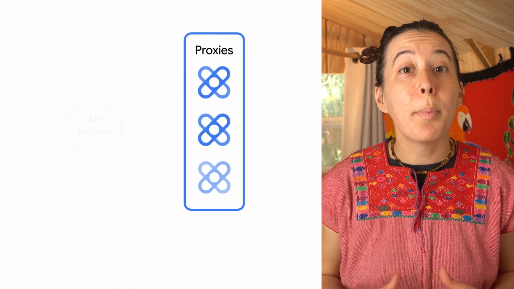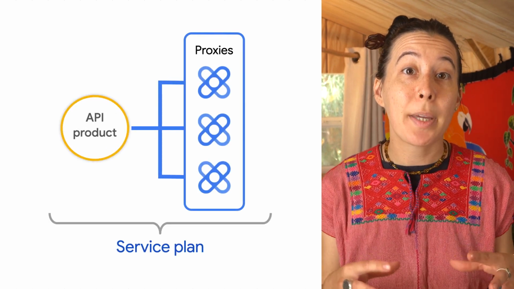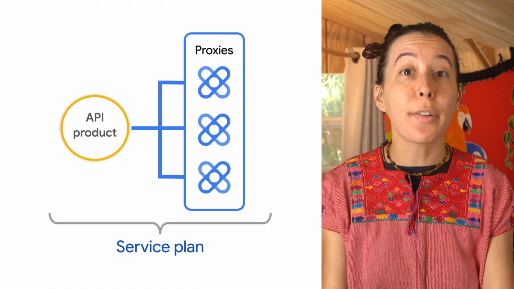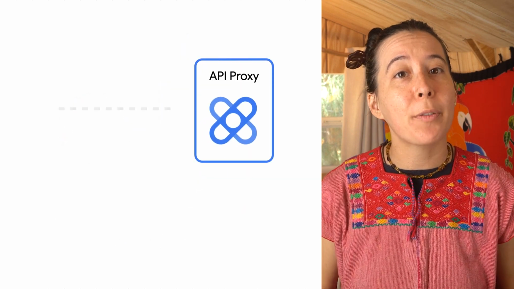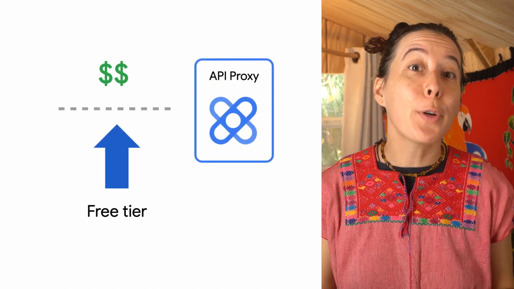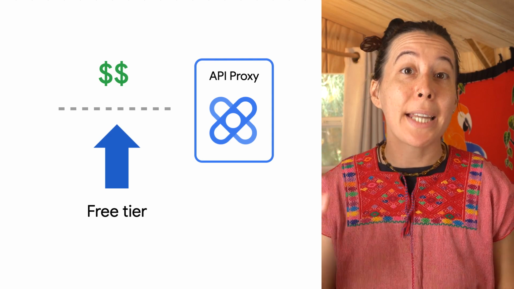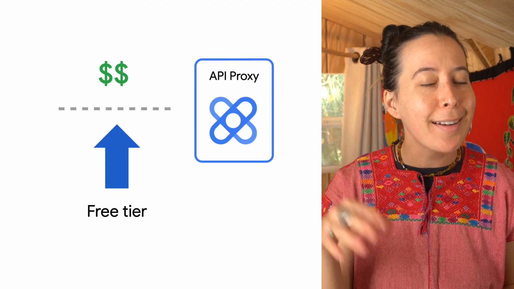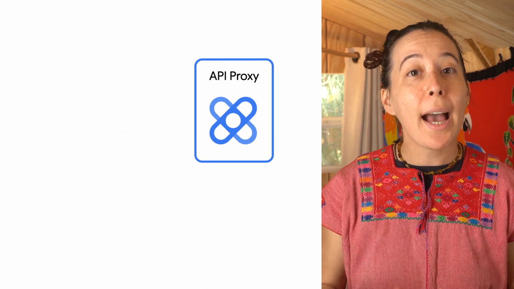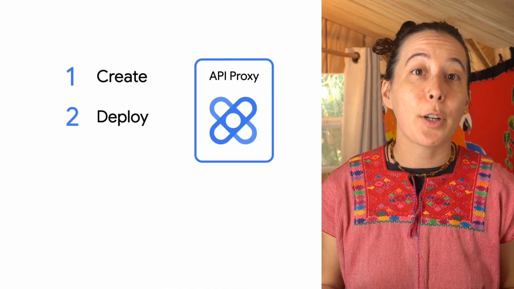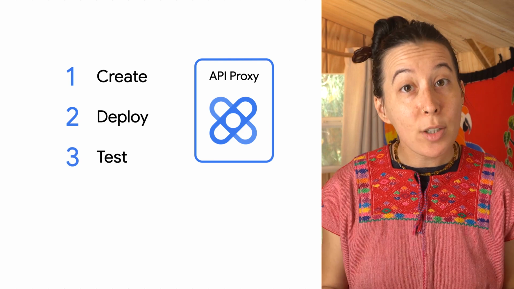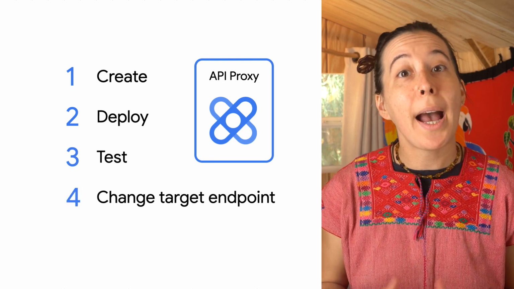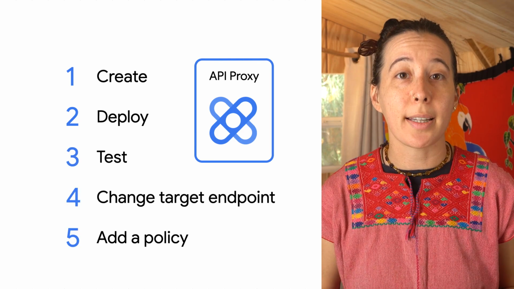You usually group multiple API proxies into an API product and offer that as a service plan. For example, you may want to provide an API product for free up to a certain request limit per day for developers to try out your API. But we'll cover that in another episode. You will have some flexibility when creating your API proxy, and so to get started, in this episode I will walk you through how to build your first API proxy.